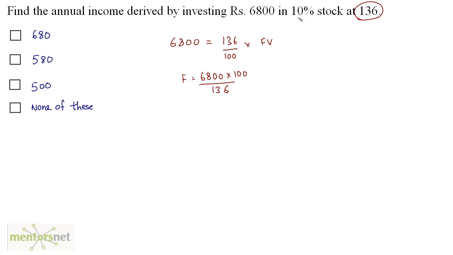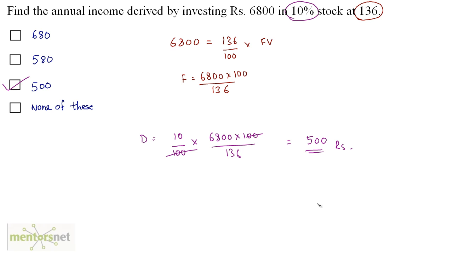Now you want the annual income, that means you want the dividend based on this percentage. So dividend is equals to this 10% of the face value, right? 10% times the face value, and that's 6800 times 100 divided by 136. And this 100 and this 100 go out. So this is equals to 10 times 6800 by 136. And if you solve it, you'll get 500 as the answer. So 500 rupees is the annual income derived by investing this much of amount, right? So option C is the correct answer.